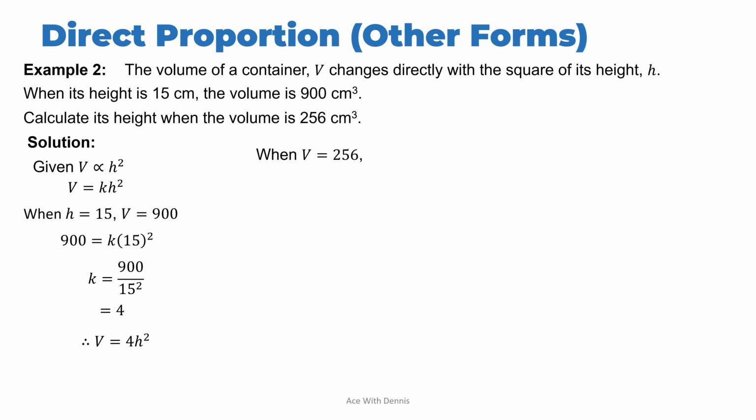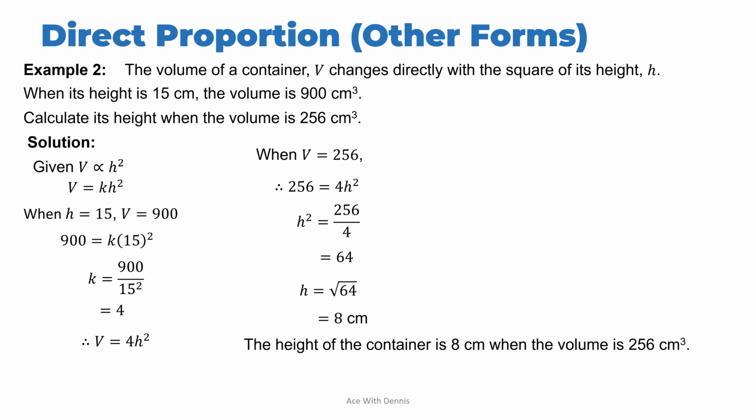Now, when V equals 256, then 256 equals 4h squared. So h squared will be 256 over 4, which is 64. h will be the square root of 64, and it is 8 centimeters. Therefore, the height of the container is 8 centimeters when the volume is 256 centimeters cubed.